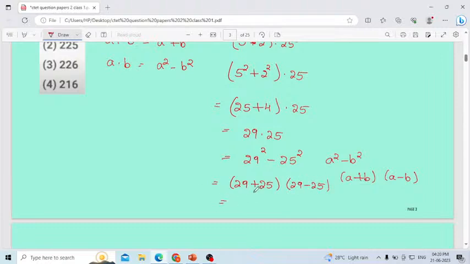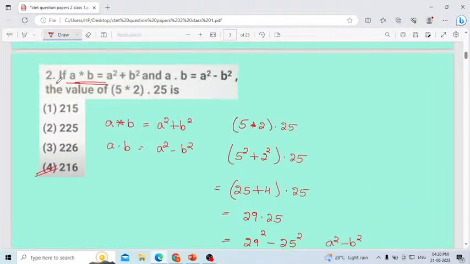29 plus 25, add here, you will get 54. Subtract, you will get 4. 54 into 4, you will get 216. Option 4 is the correct answer. This question is easy. Easily you can solve the question because everything is given, only you have to substitute, only you have to solve.